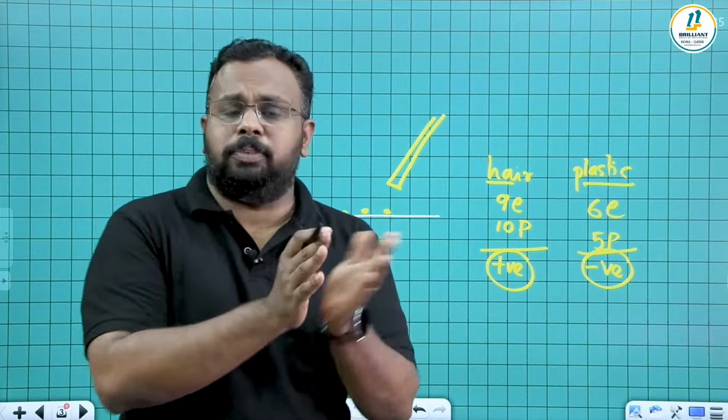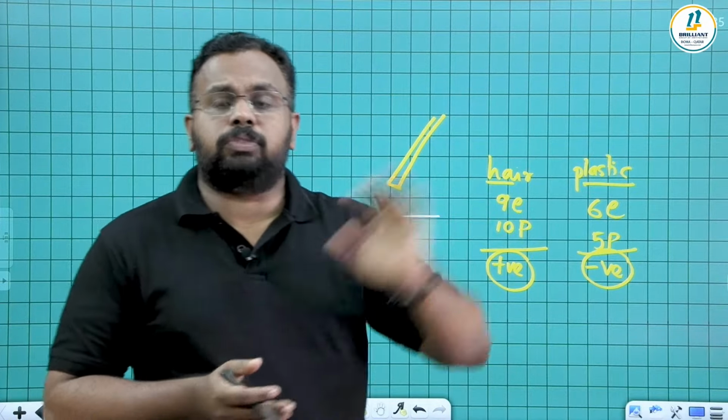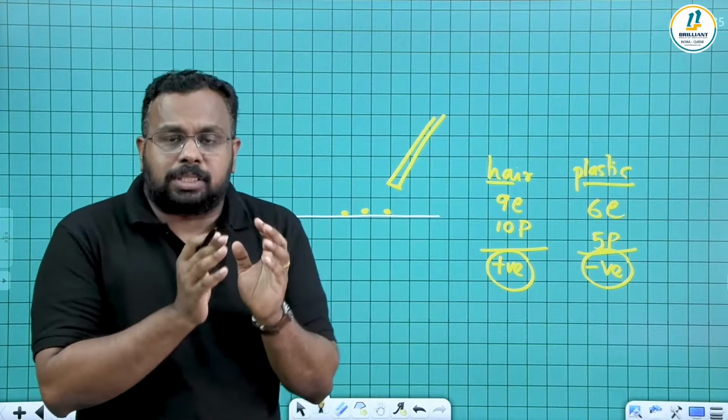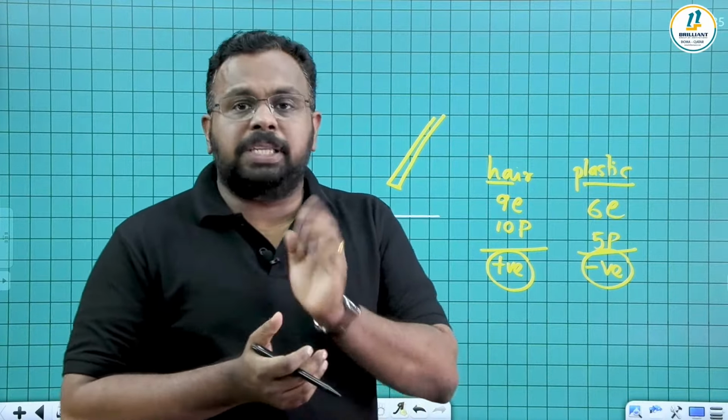When you're rubbing one body with another body, electrons are transferred from one object to another object. So this type of electricity has been given a name.